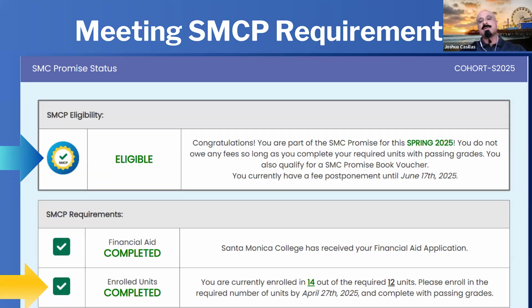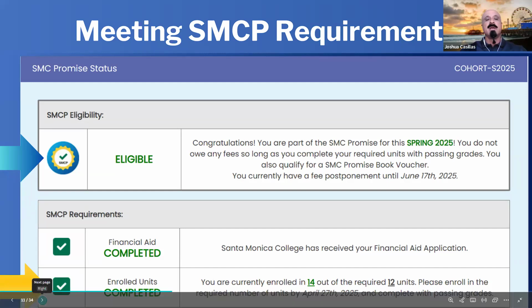You always want to look at your Corsair Connect. It gives you all the information, an up-to-date status of your SMC Promise status. So you always want to refer to that, become familiar with it, and all the information is there. If for some reason you don't find that it's on there or you need further assistance, you can always email us at welcomecenter@smc.edu. Include your name, your SMC ID number, and then your question.